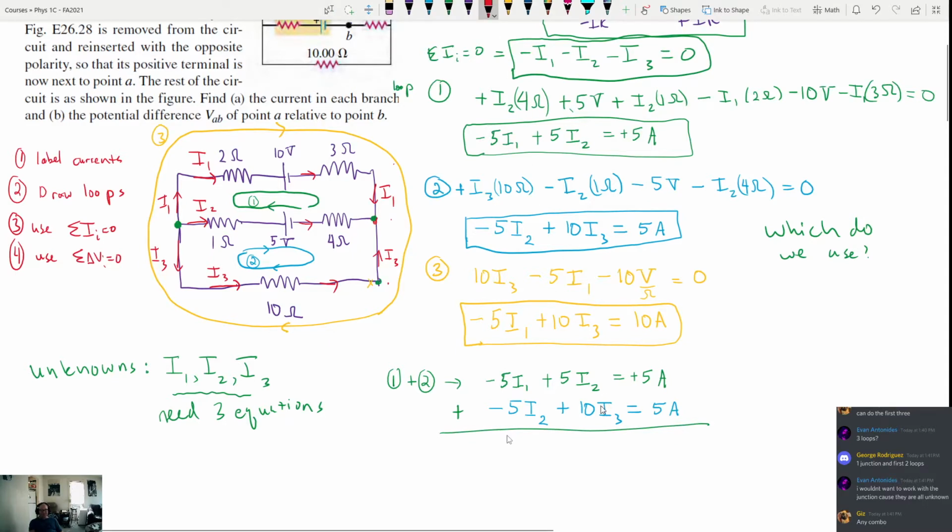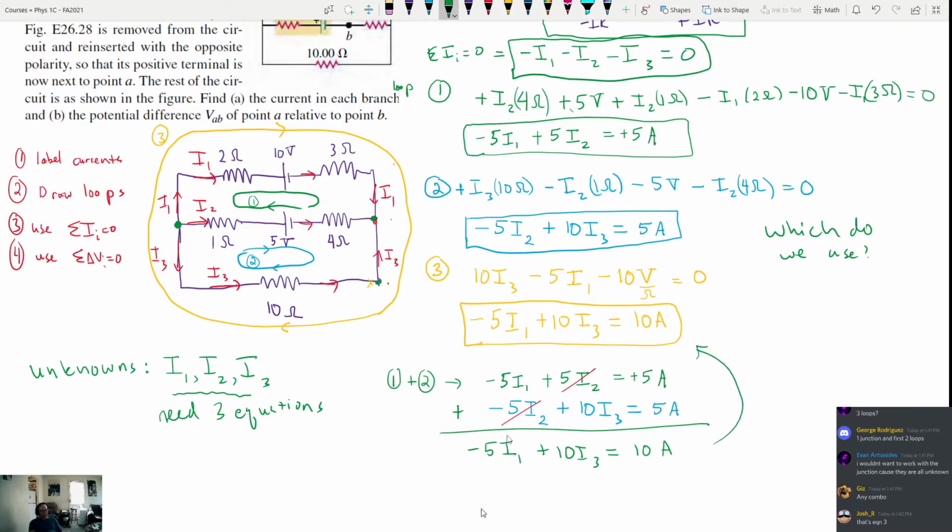Well, the first thing we notice is that positive 5I2 and negative 5I2 are going to cancel with each other, right? So what we have then, total, does anyone already see what's going to happen? You get negative 5I1 plus 10I3 is equal to 5 plus 5, which is 10. This is the same thing as equation 3. It's the same thing as equation 3.